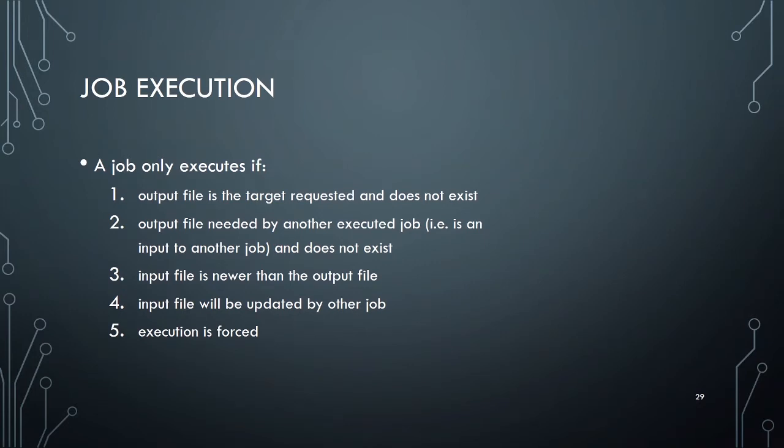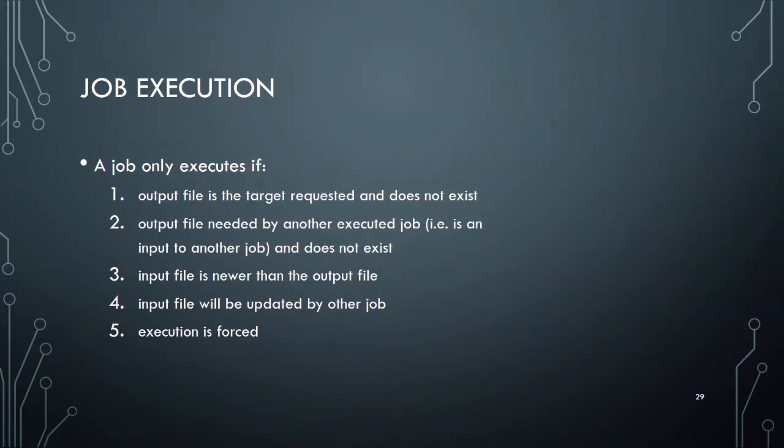Number 2 is the output file needed by another executed job. If there's a downstream job that doesn't have its output, then it will run the upstream job to create that output. Number 3 is the input file is newer than the output file. If you update your input data set, it will automatically detect that it wants to rerun your pipeline, so it's using the newest data possible.